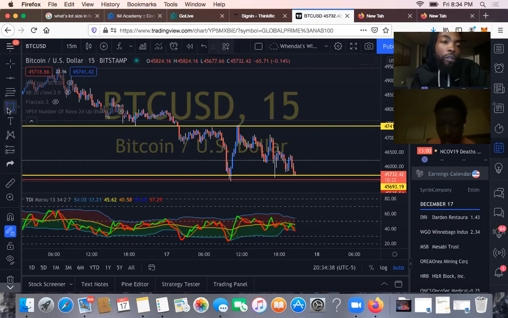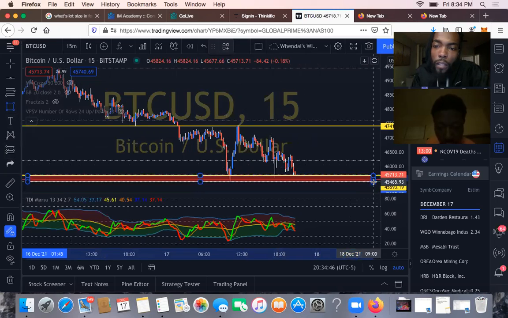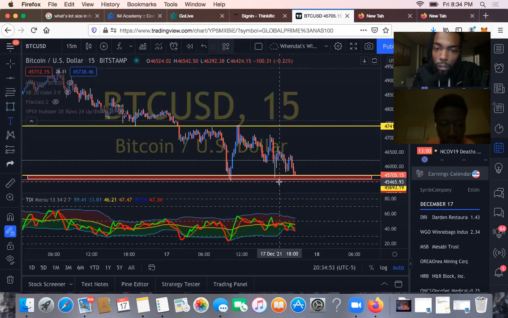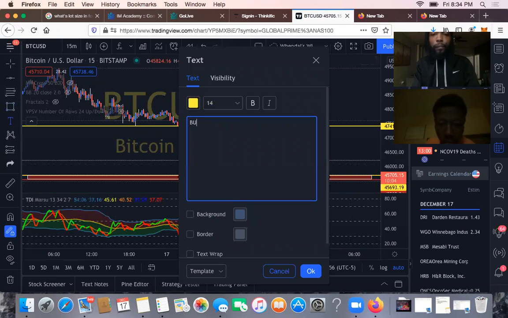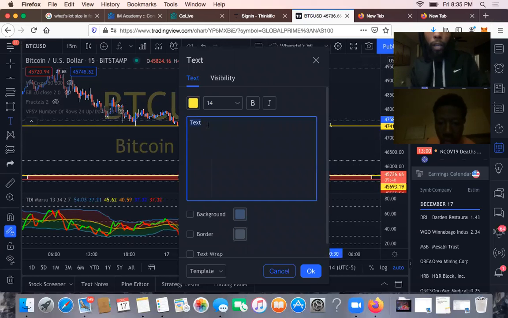So how do you mark that zone? Use a little box over here on the left, and we stretch it out. This is your buy zone. So we can label that buy zone. All right, buy zone. And then up here, we'll have sell zone.